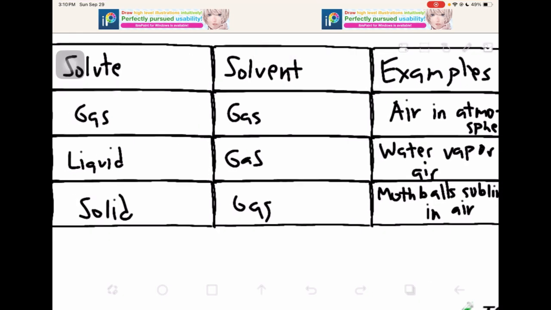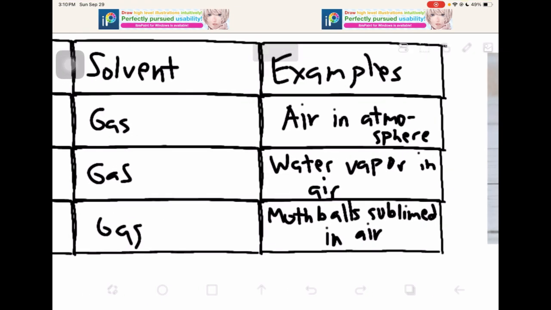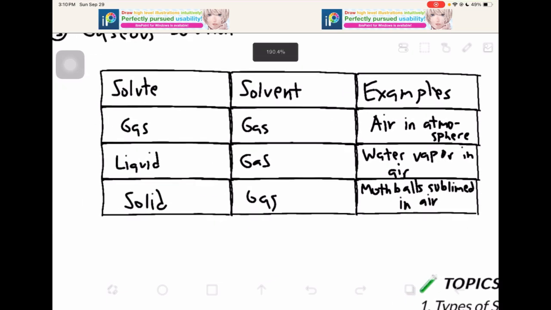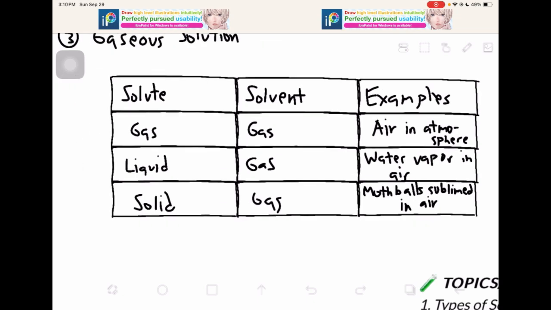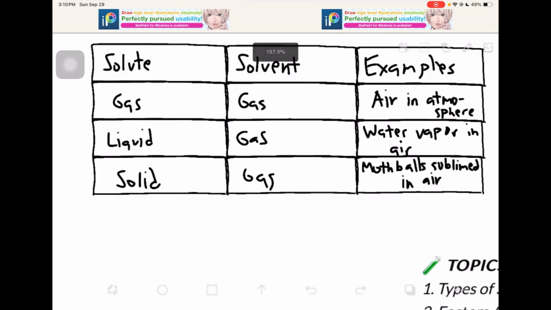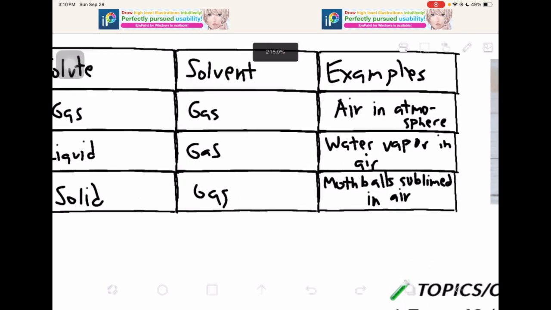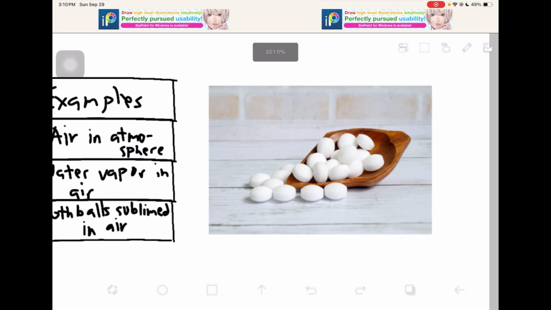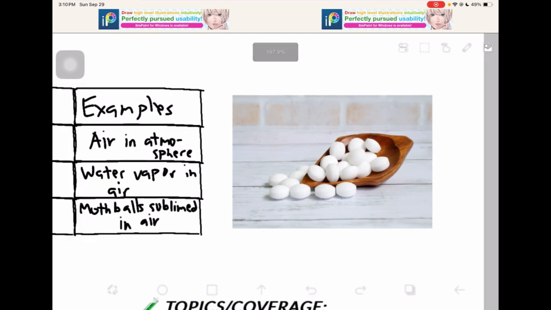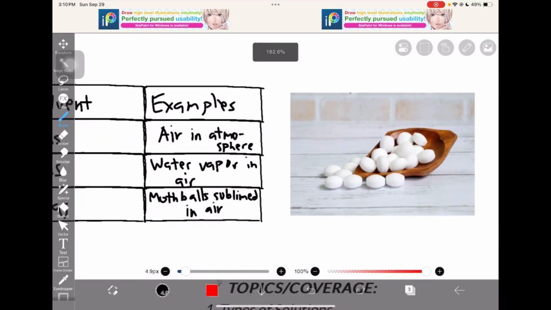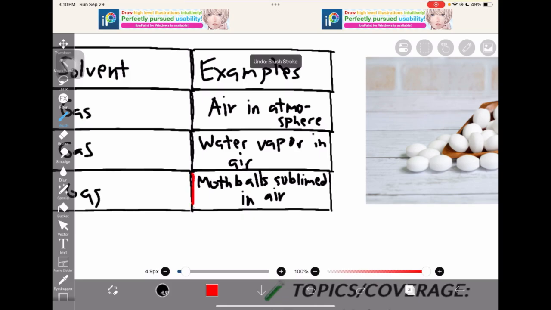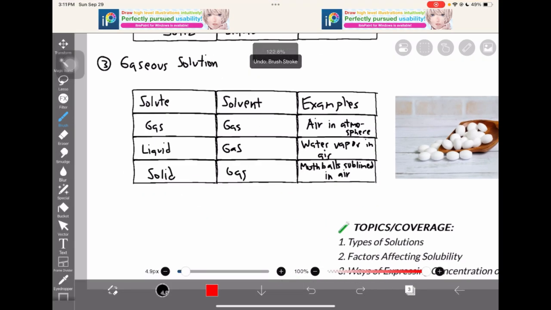Liquid solute and gas solvent is just water vapor in air. So yes, this is pretty self-explanatory. Even though technically the water vapor is gas, it can be considered as liquid as well. And finally, solid solute and gas solvent is mothball sublimed in air. So these are mothballs, and they kind of disappear or change phase when you sublime them in air. They eventually dissolve. They're really weird, and I don't really know how to explain them, but all we know is that that's actually an example of a gaseous solution.